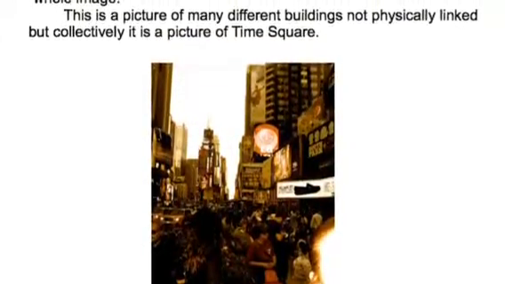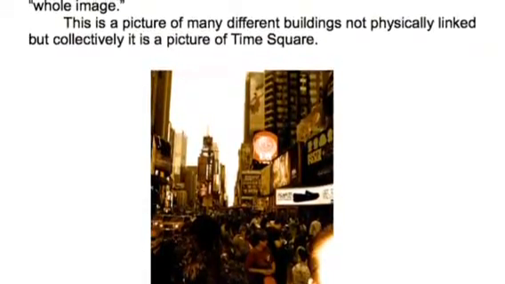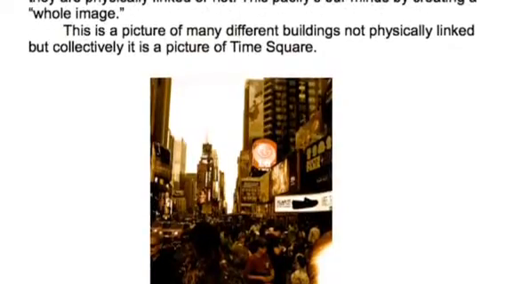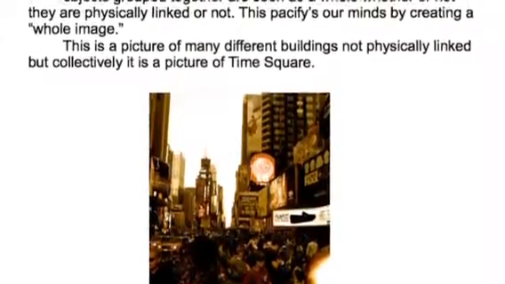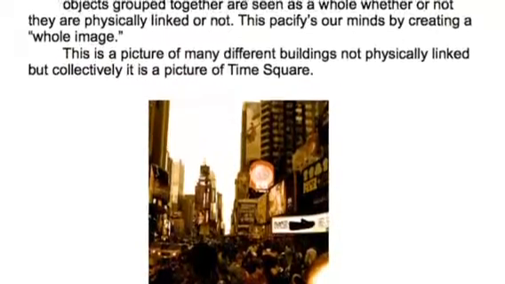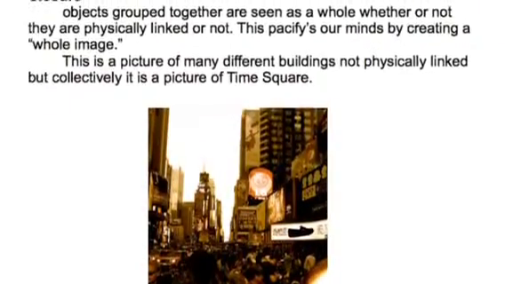Objects grouped together are seen as a whole, whether or not they are physically linked. This pacifies our minds by creating a quote-unquote whole image. This is a picture of many different buildings not physically linked, but collectively it is a picture of Times Square.